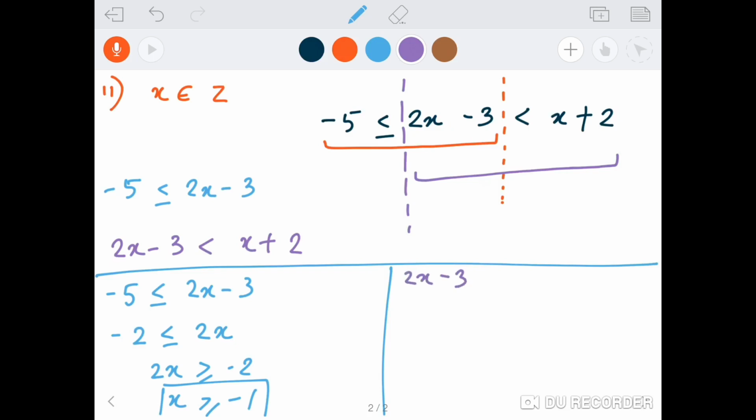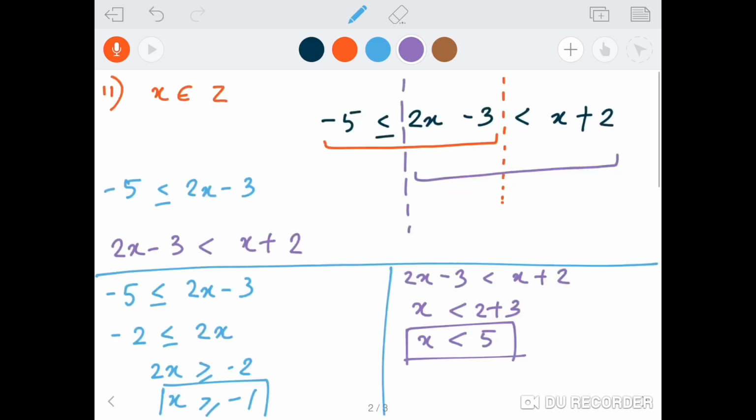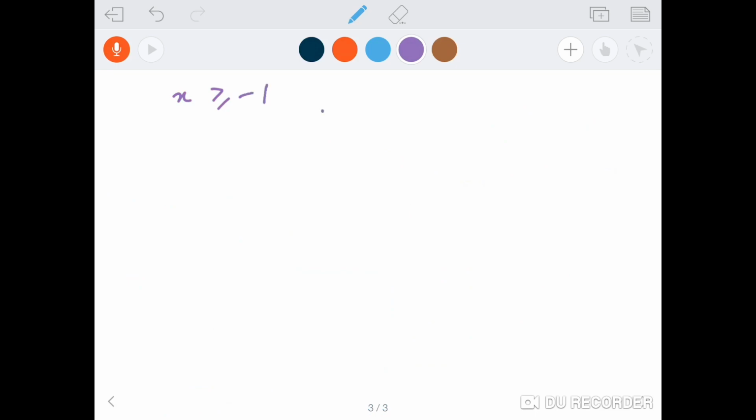The second one is 2x minus 3 is less than x plus 2. So I'm just going to push x to the left hand side. I'm going to get x less than 2 plus 3, which is x less than 5. So now I've got two parts to it. I've got x greater than or equal to minus 1, and x less than 5. I'm just going to club both together and let us try and understand what this really means.